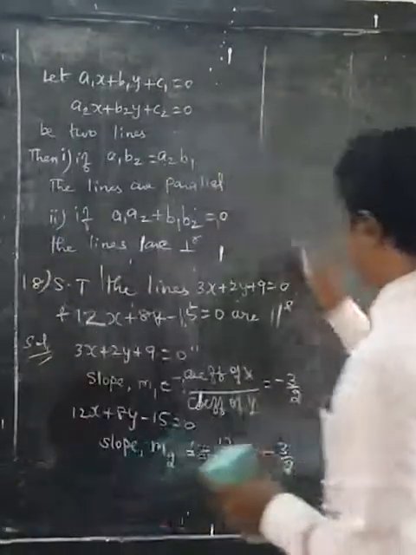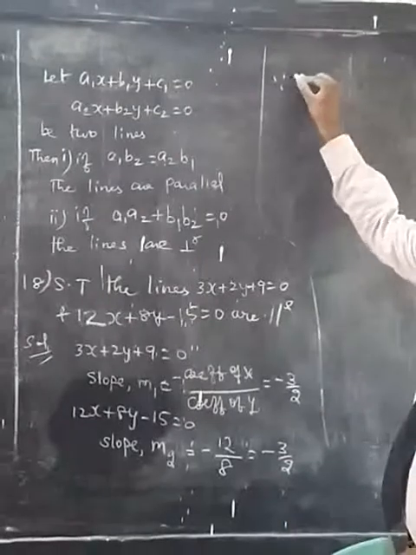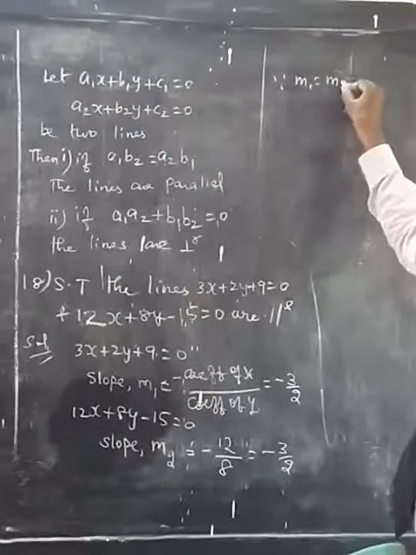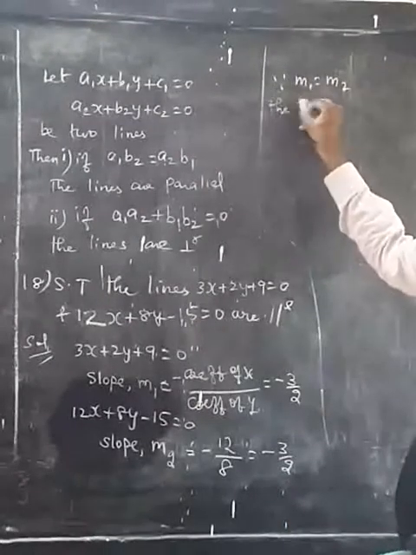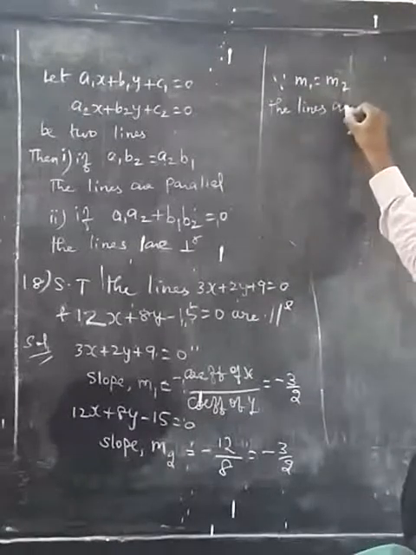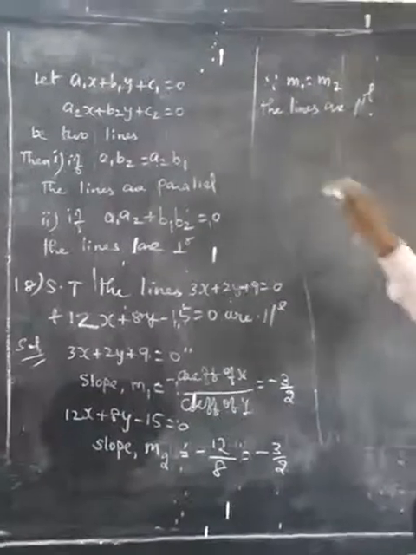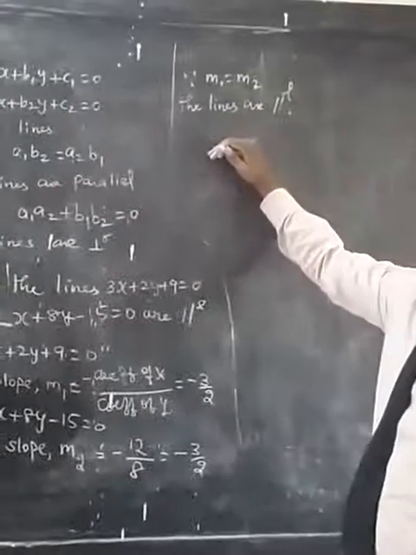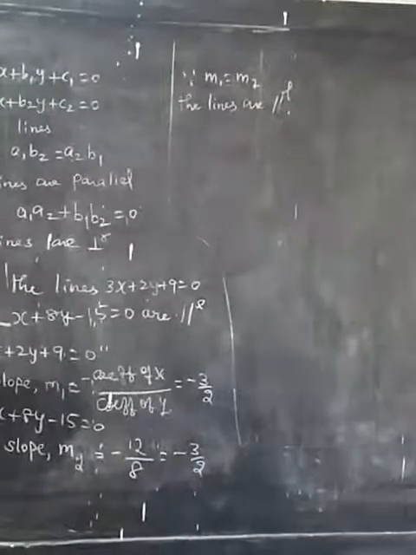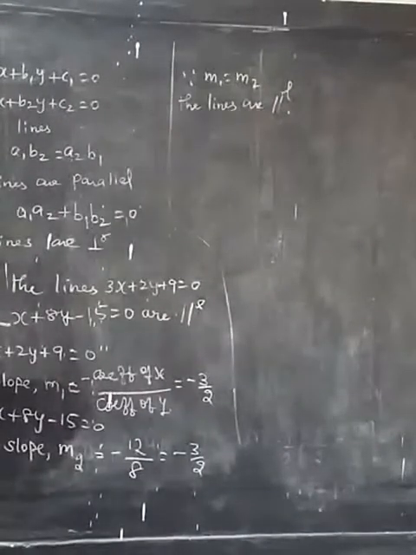So what I am going to write now: since m1 is equal to m2, the lines are parallel. So here is the problem.